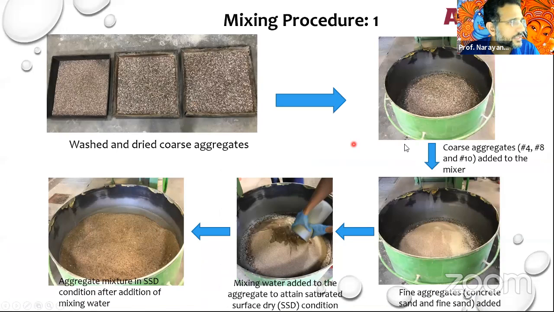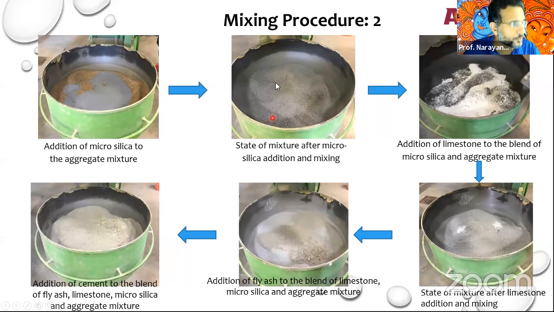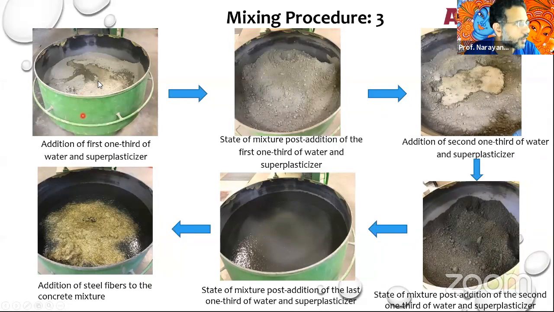Here are the aggregates that we are mixing. And the mixing process also is much longer because you have to disperse all these particles really well. Aggregates in the saturated surface dry condition, add some amount of water, fine aggregates added, microsilica is added so that silica fume gets really distributed nicely. You add limestone again, then cement. So you add the finer to the coarser in that sequence. And then you mix all the blends. You add the first 1/3 of water and superplasticizer, you mix. Second 1/3 of water and superplasticizer, you mix. And then finally, you get a really nice cohesive mix, as you see here.